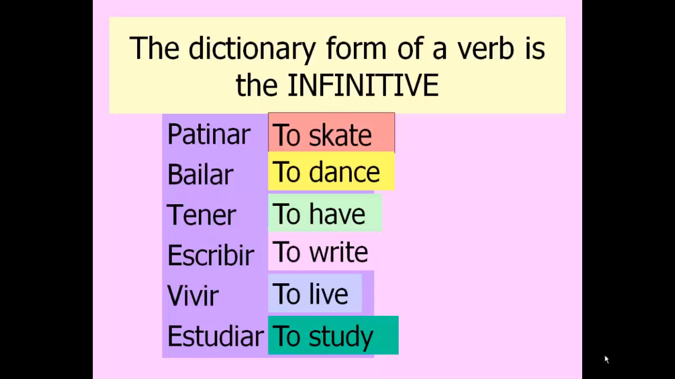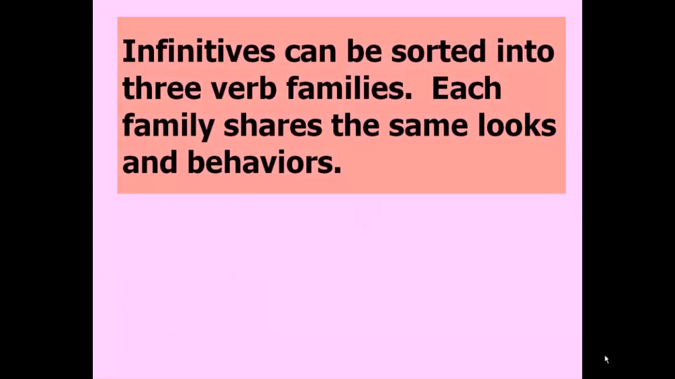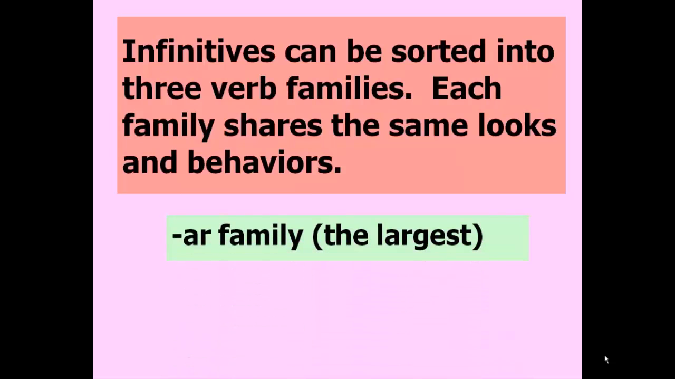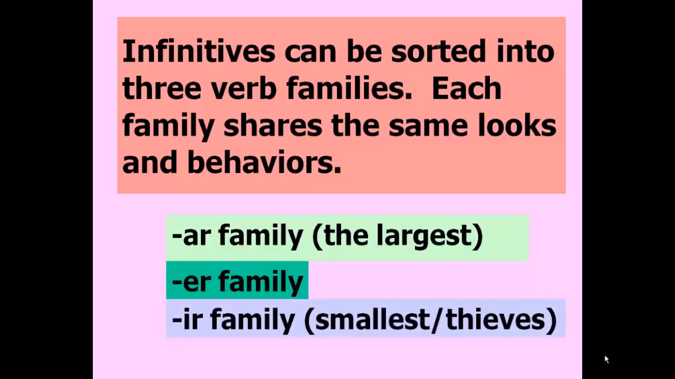Now, in order to make some sense of this, we're going to group them in certain ways and learn some of the skills to make this a whole lot easier. First, infinitives, those kinds of verbs, can be sorted into 3 families, and each of those families share the same looks and behaviors. First, there's the AR family. That's the one that has the largest number of verbs. And it's the first one we're going to learn. Then the ER family and the IR family, which is the smallest set of verbs, and they steal some of their characteristics from other families.